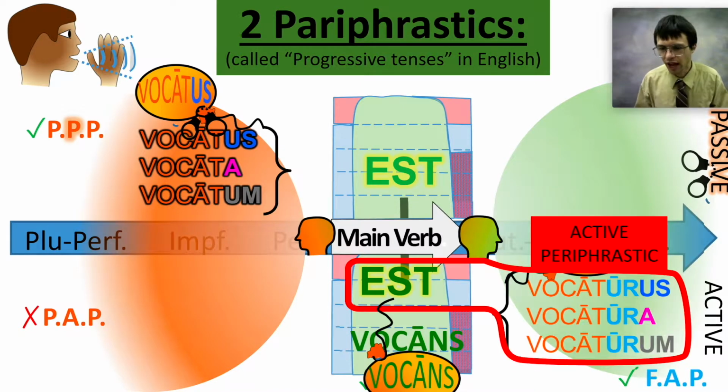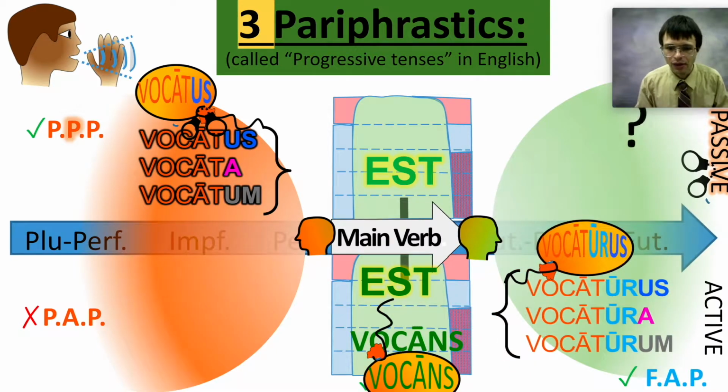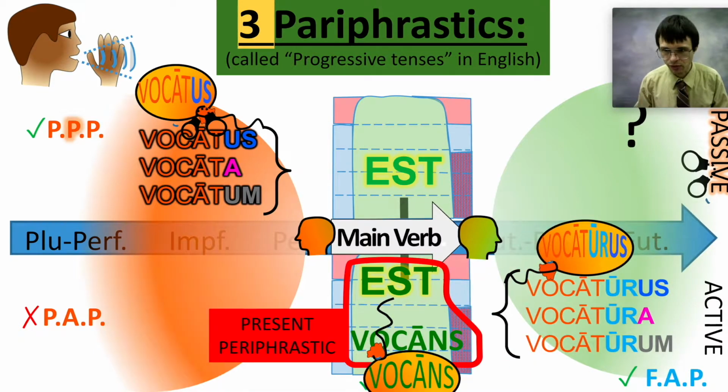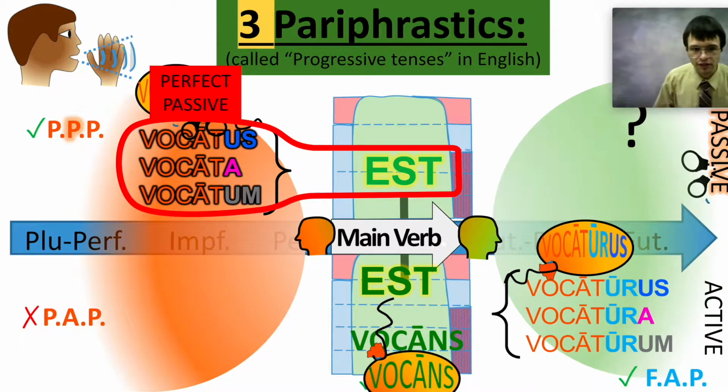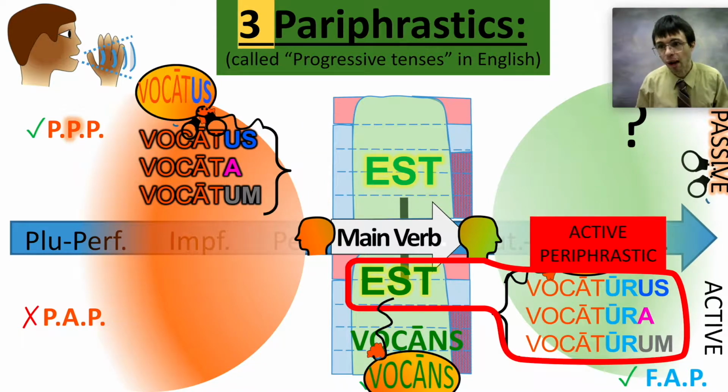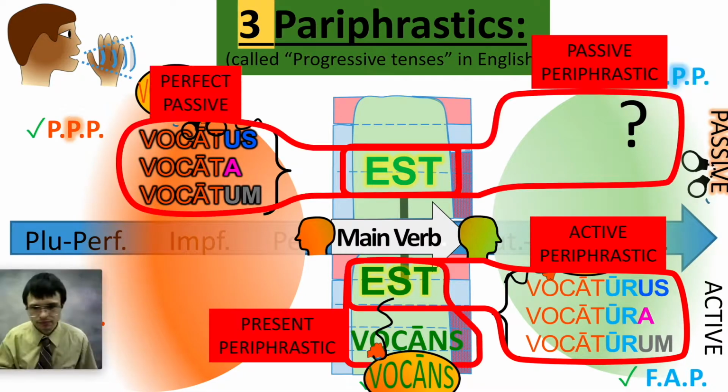So here we're going to have the active periphrastic. Really, it's the future active periphrastic, but no one ever says future. They just say the active periphrastic. Vocaturus est, vocatura est: she is going to call. So that makes our third periphrastic. Okay, so what are they then? The first one is she is calling. This next one is she was called, or she is having been called back then. And this one is she is about to call, or she is going to call. All right, so there's our 4 periphrastics, including the one you don't know.